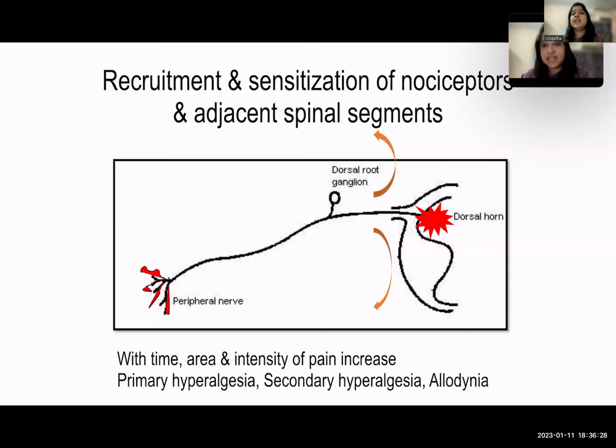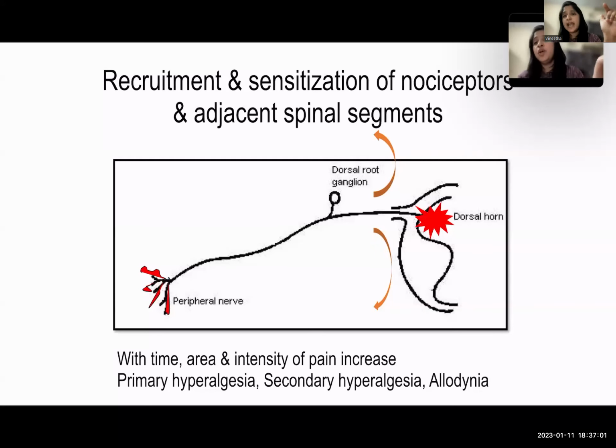That is, even if you are just pressing on that area, the area which is injured, you are just giving a subnoxious stimuli, there will be an exaggerated response. That is known as primary hyperalgesia, and this is due to the peripheral sensitization. For any given stimuli, there is an exaggerated response from the peripheral nerve ending, and that is known as peripheral sensitization, and that causes primary hyperalgesia.